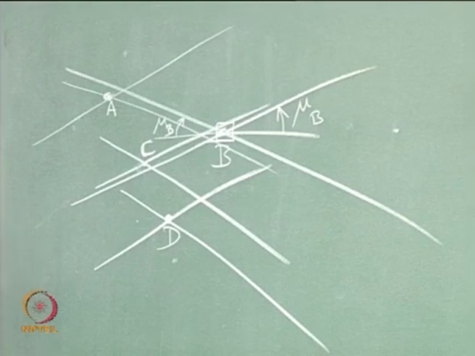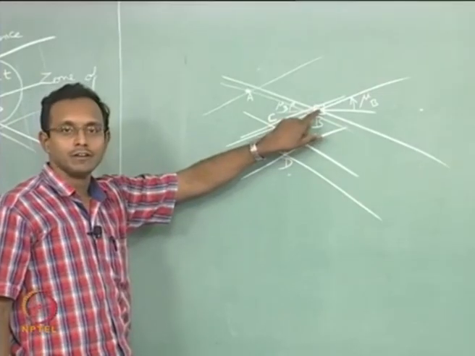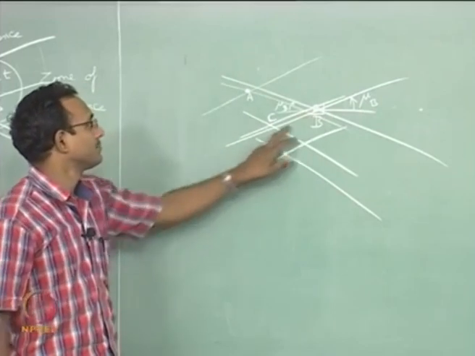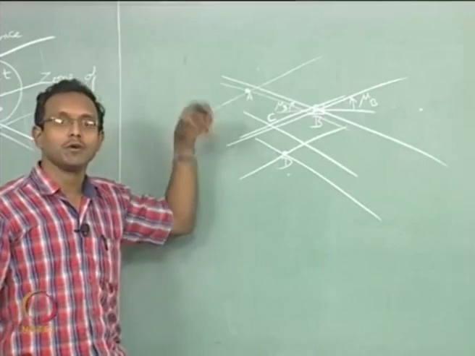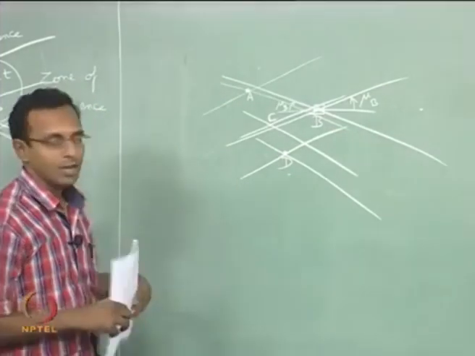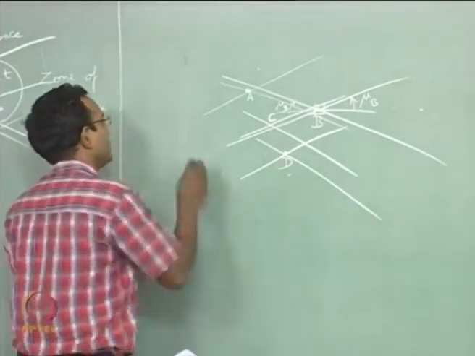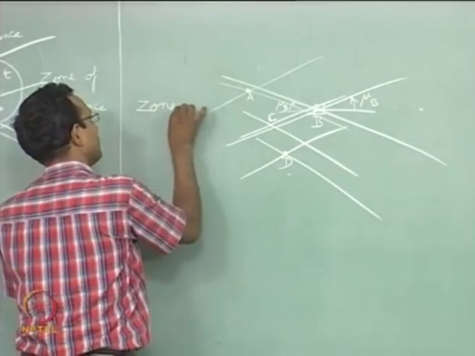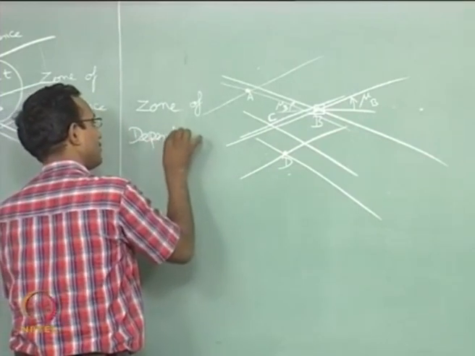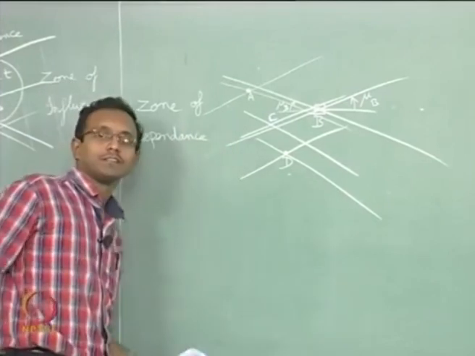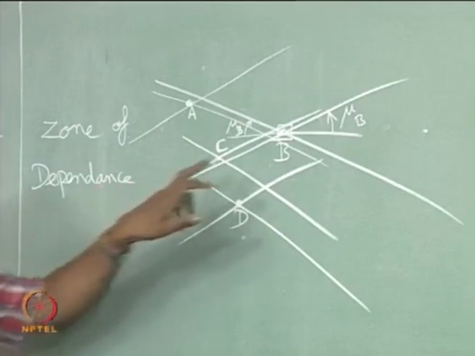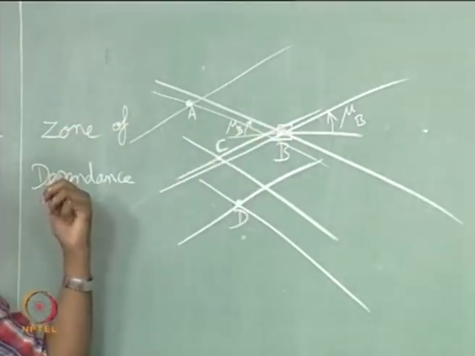If I say that my points are inside this, then it has an effect on B. If it is outside, it does not have effect on B. So, I am going to say that the B value here depends on all the points inside this wedge like area. In 3D it is going to be a cone, okay, inside this cone, upstream cone, which is called the zone of dependence. That is, these are the points that this point B depends on. Okay.